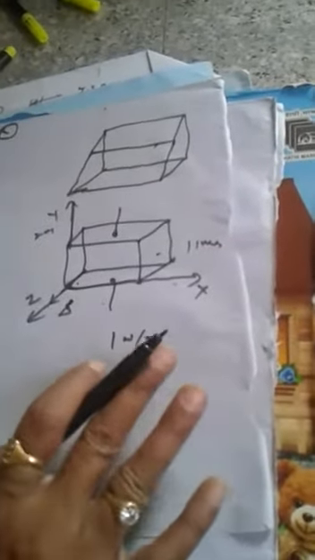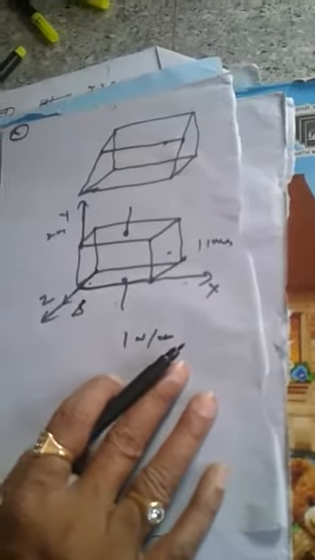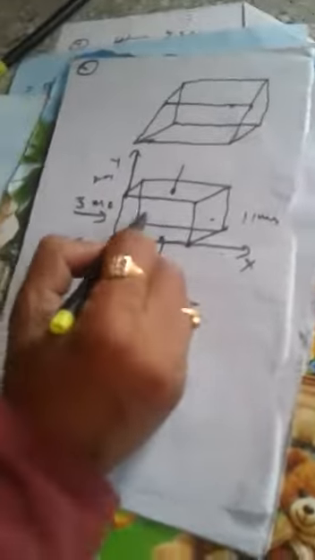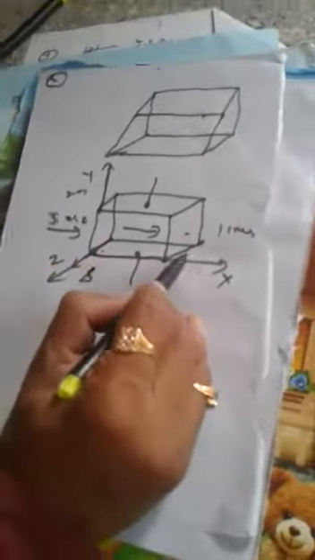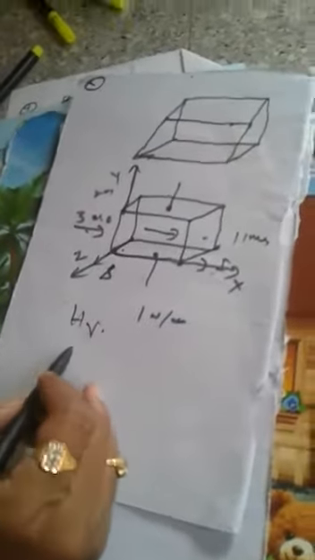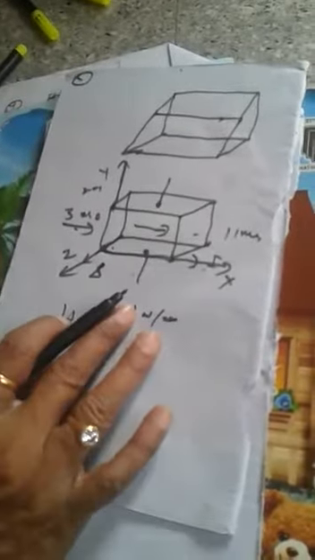A current of 3 milliampere is flowing in the x direction. This direction current is flowing, how much? 3 milliampere. Calculate the Hall coefficient or Hall voltage measured by the probe.